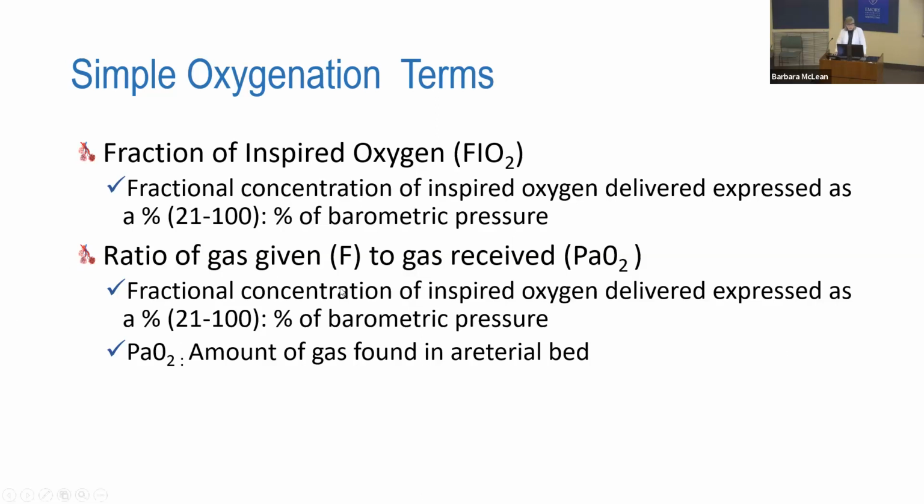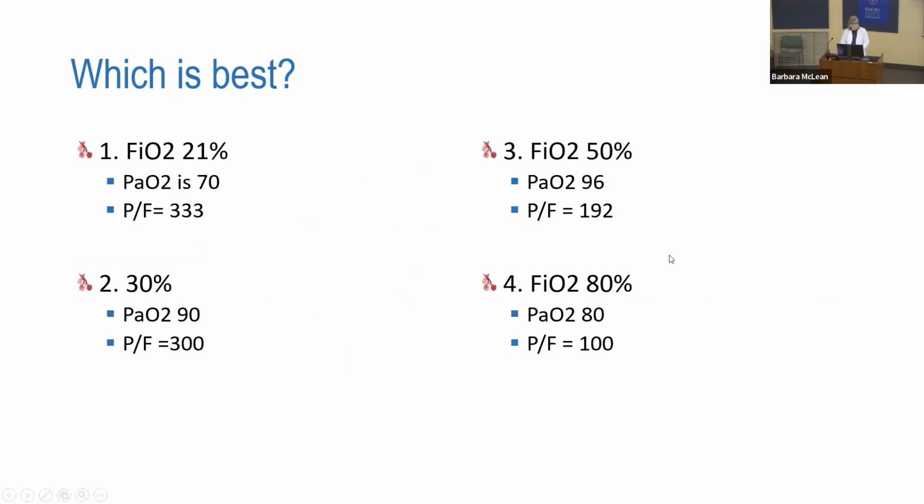It's the ratio of gas given, which is your FiO2, to the gas received, which is PaO2. So the P to F ratio is what we use today to help us look at patients. Okay, so pull your calculators out because you're going to calculate this. Your PO2 is 70 and you're on 0.21. PO2 is 70 divided by 0.21. What's your P to F ratio?